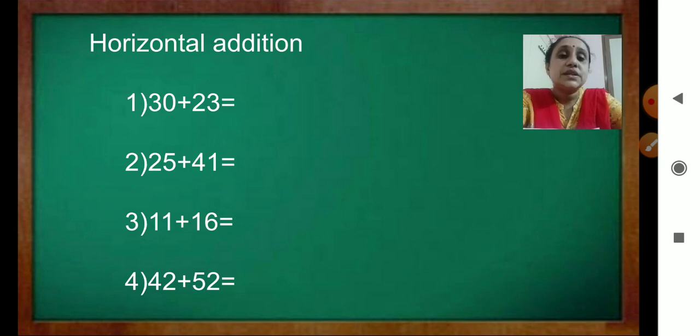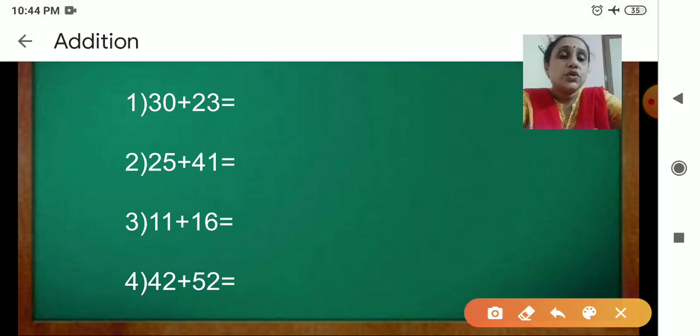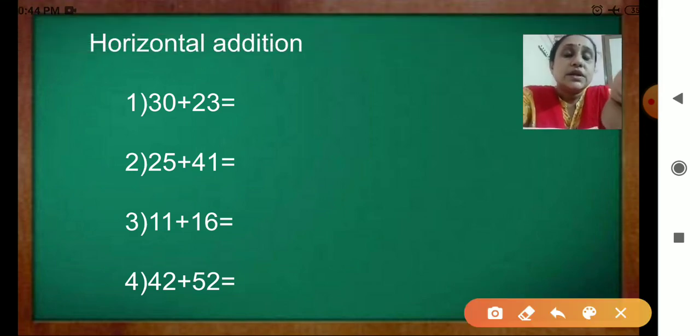Now see, this is horizontal addition. First we were doing the vertical addition, standing line. Now the number is written in horizontal form and you have to add it. So how will you do it? 30 plus 23. Again tens and ones, it is a 2-digit number.